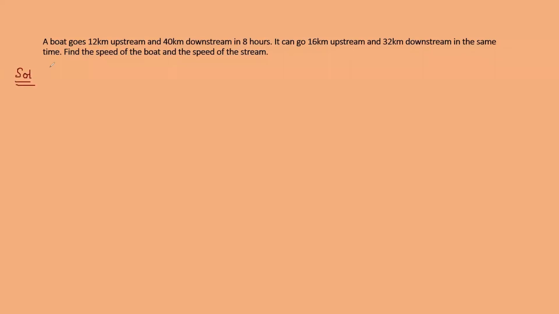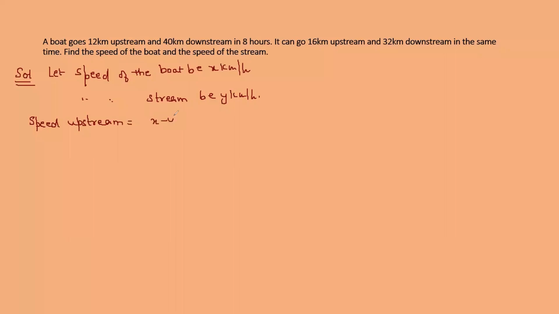I will assume let the speed of the boat be x km per hour and the speed of the stream be y km per hour. Now again, speed upstream is x minus y. The concept remains the same. Speed downstream is x plus y km per hour. Now, upstream and downstream together take 8 hours. So let's make the first equation.